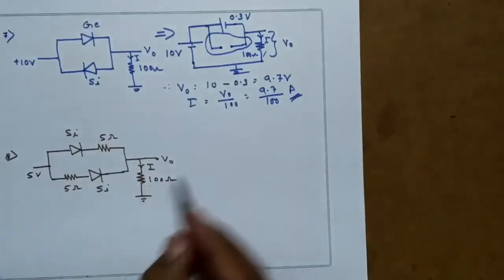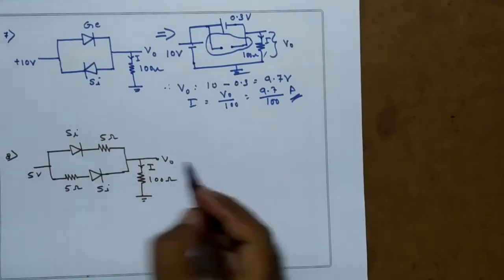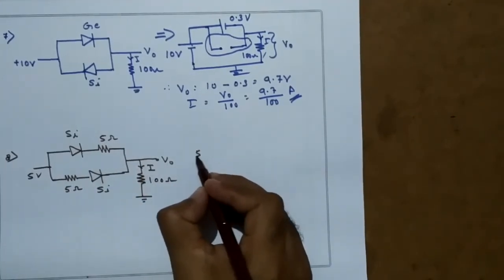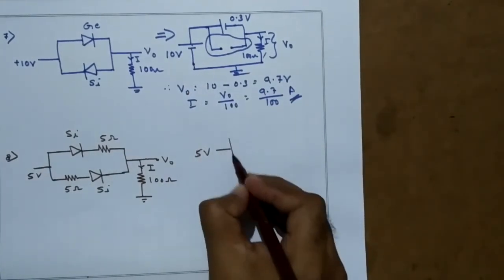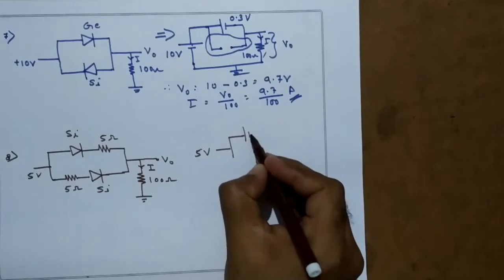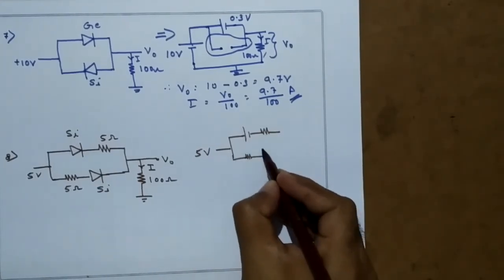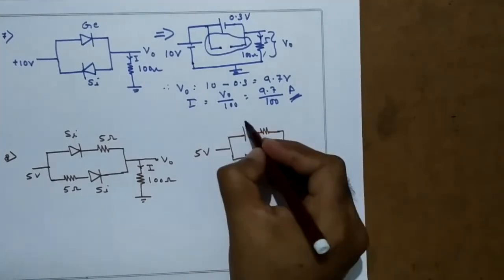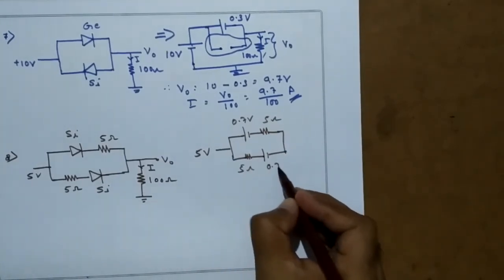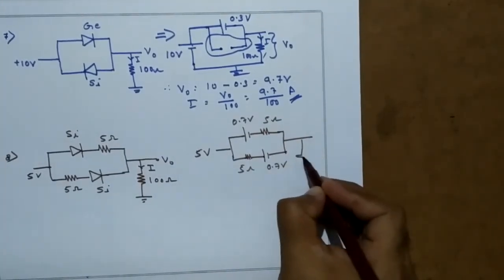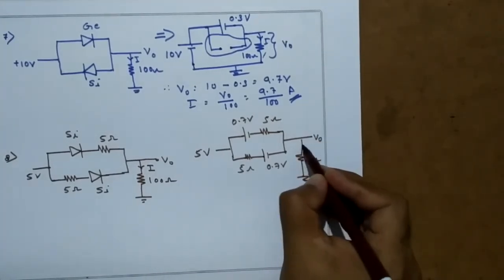Next problem here. This is silicon and this is also silicon. Both the diodes are forward biased. Now I'll write directly 5 volt here. I will not write like this. Both the diodes are forward biased. Here this is 0.7 volt, 5 ohm. This is 5 ohm, 0.7 volt. This is 100 ohm. What is V0 and I?